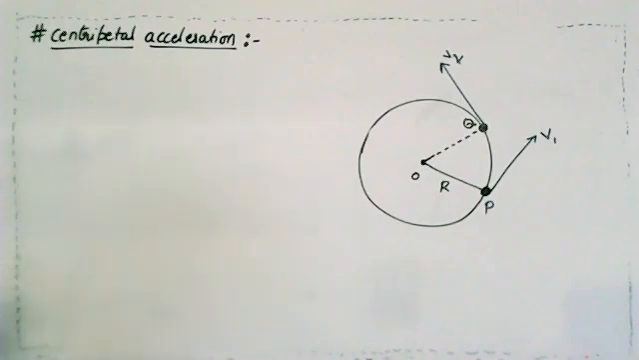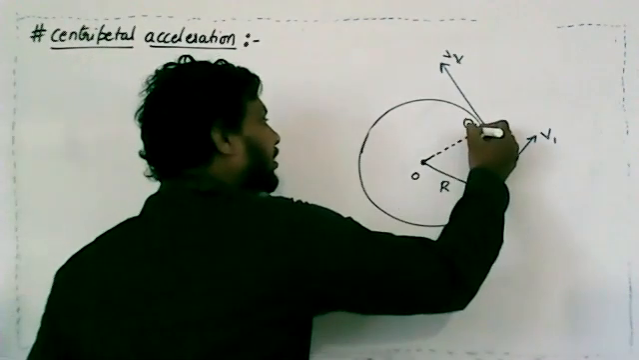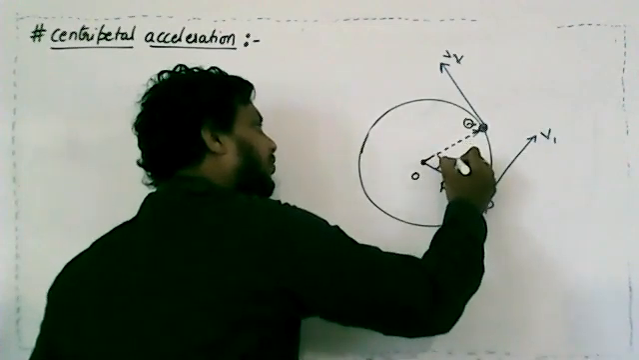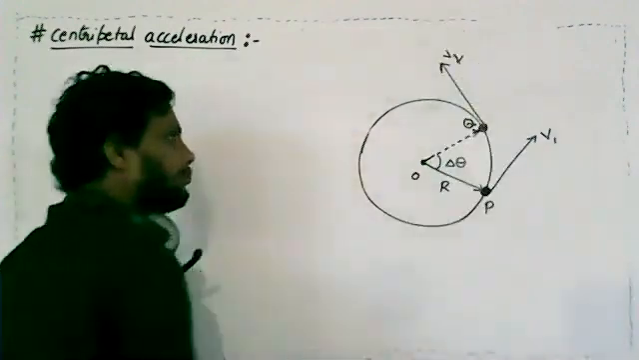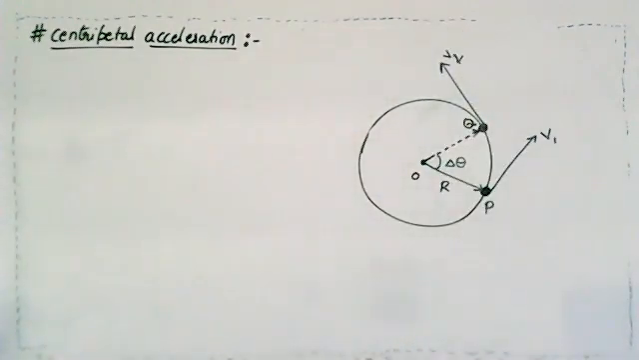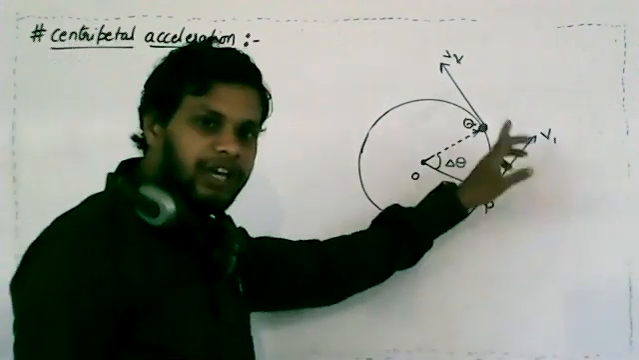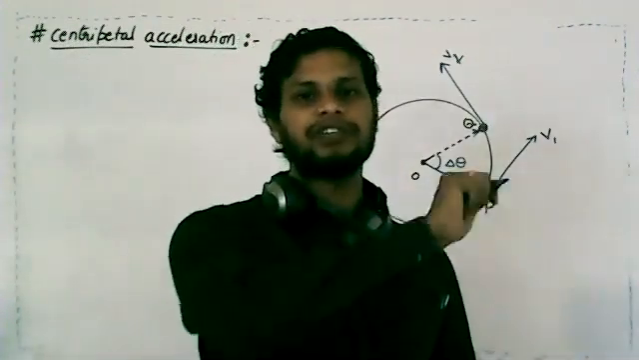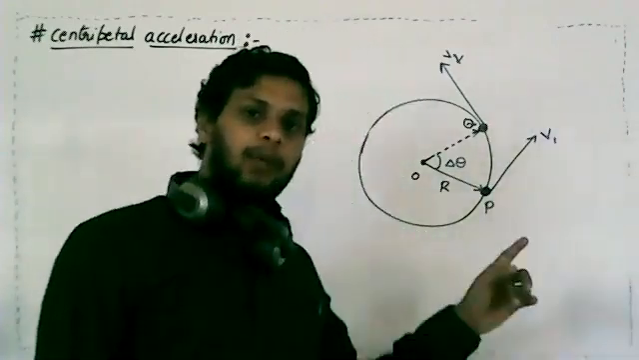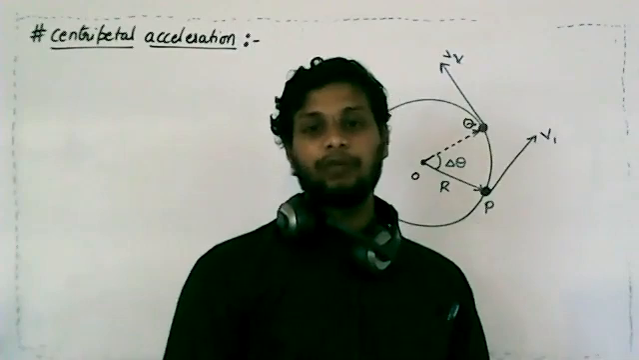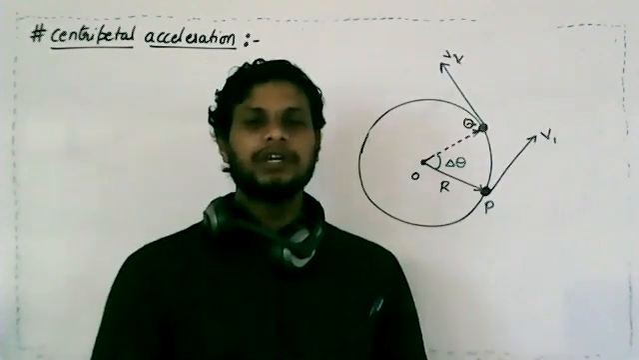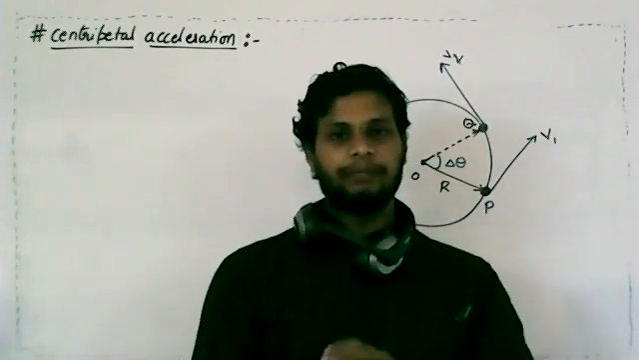Now let us consider the angle subtended by these positions at the center. I will consider this as delta theta. Now remember, in uniform circular motion, the speed of the body remains constant, whereas from point to point the direction of the tangent changes, therefore the velocity changes, but the speed of the body remains constant.